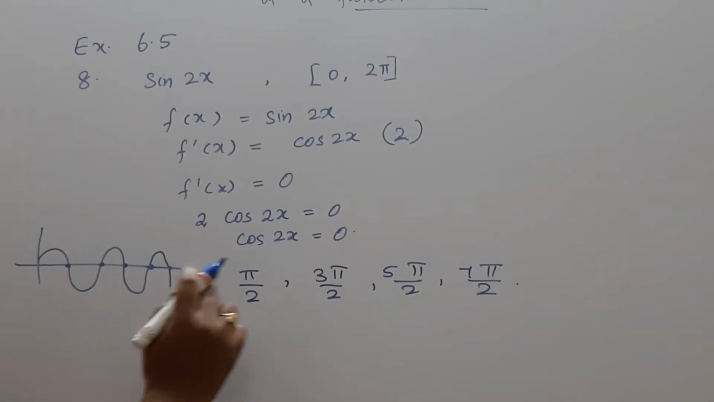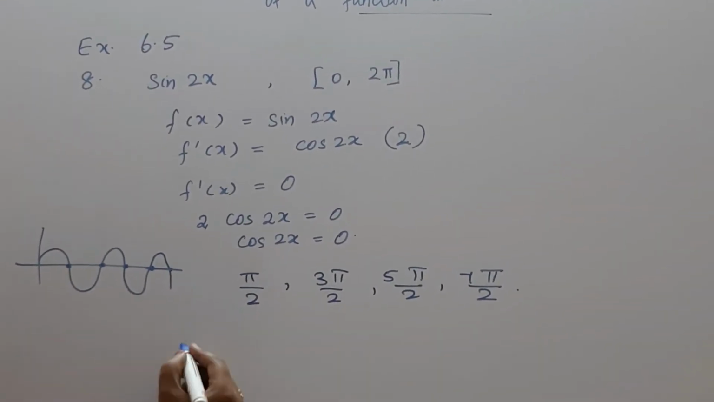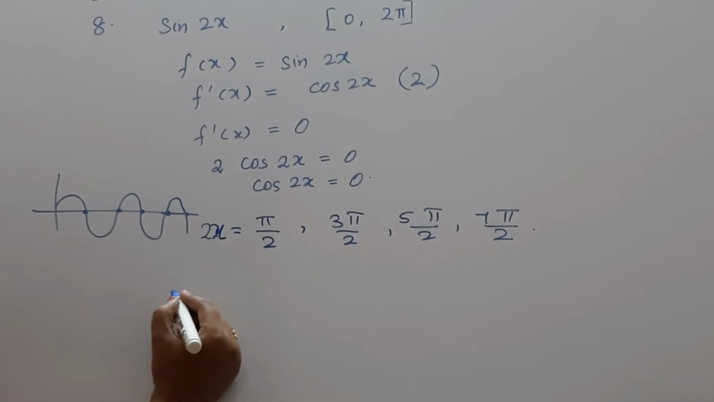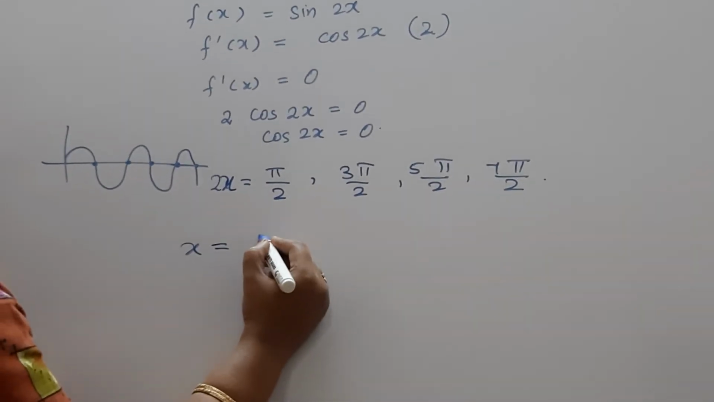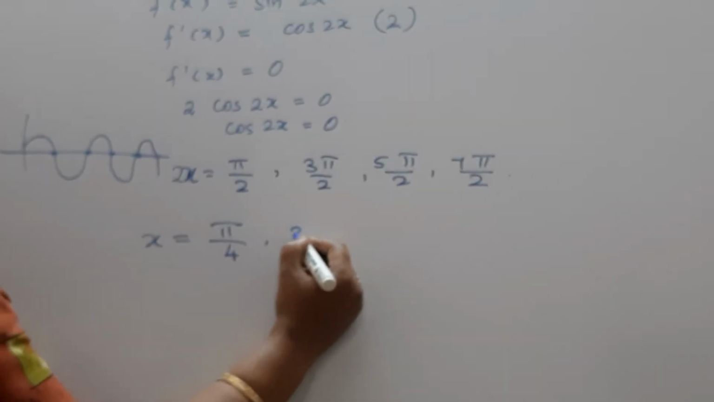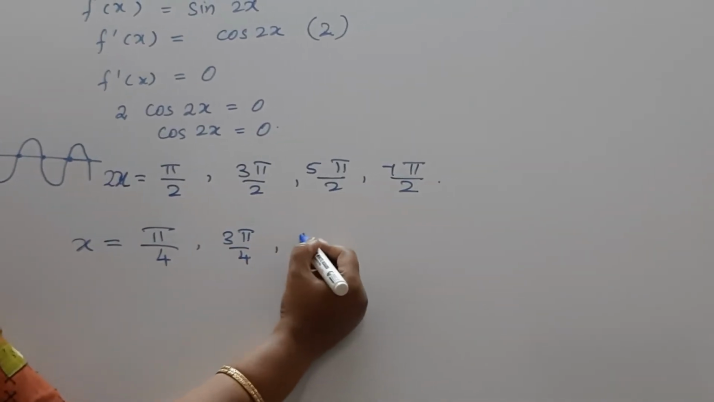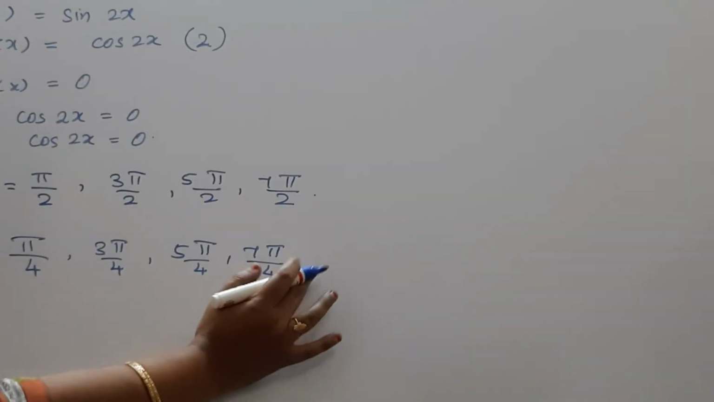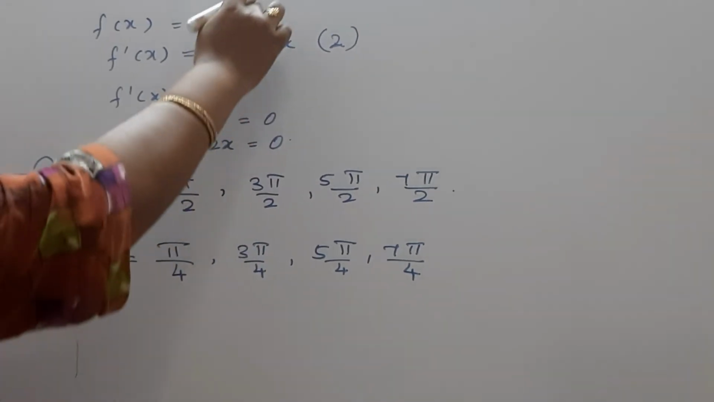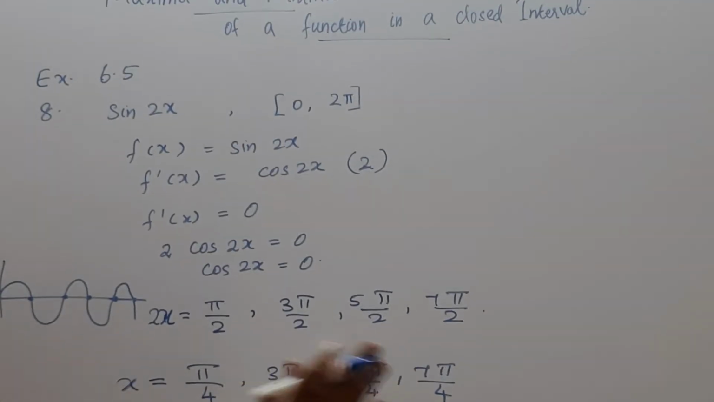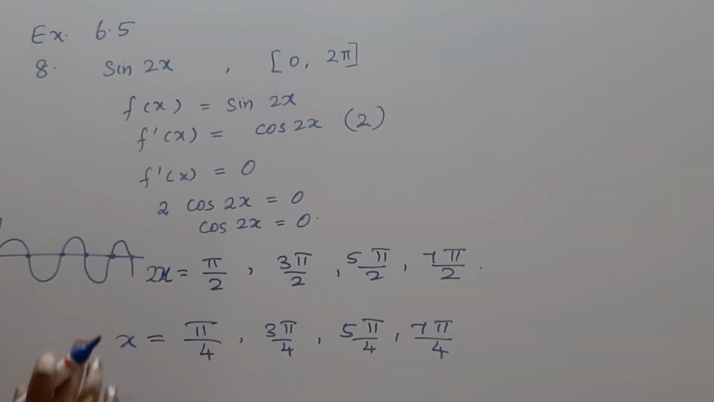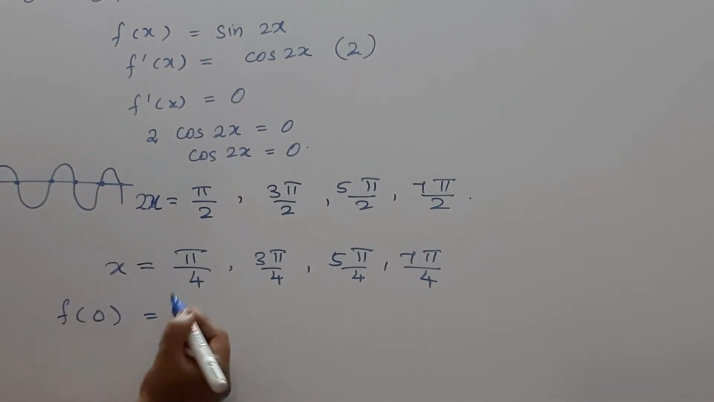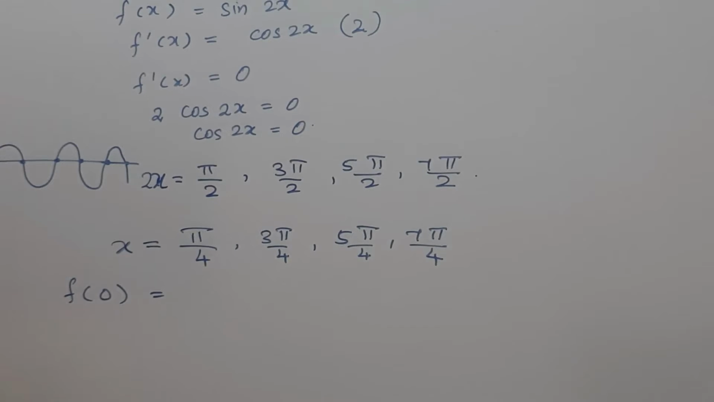That is, we may have 2x equal to these values. So at x equal to, what are the possible values? That is pi by 4, 3 pi by 4, 5 pi by 4, 7 pi by 4. So we have 4 critical points and the end points are 0 and 2 pi. So totally 6 points we have to find, the function at 6 points, among which maximum and minimum we will decide.